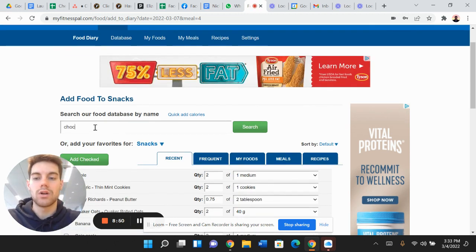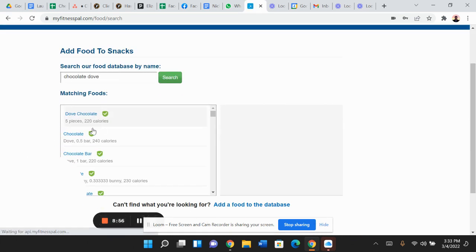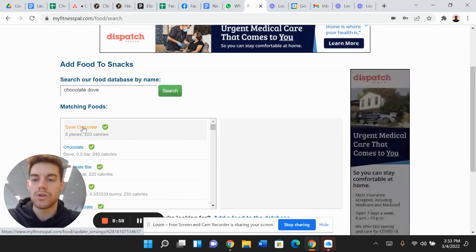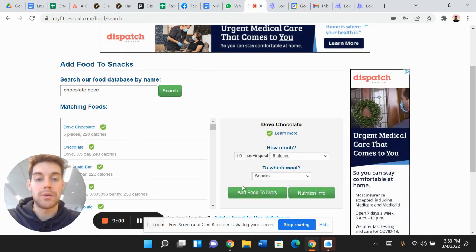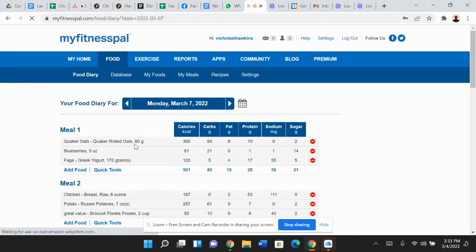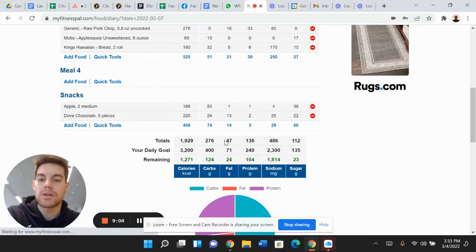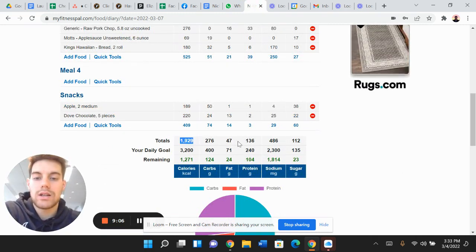And then also for snacks, let's say after dinner, I know myself, I know I'm going to want to have some chocolate. So let's go ahead and log chocolate in there. Let's say it's Dove brand. Again, scan your barcode. 5 pieces is 220 calories. I know for damn sure I'm going to be eating all 5 of those. So go ahead and put that in there. Cool. So I've set my script up. This is where I'm at. I'm at 1,929 calories. Here's my protein, here's my fat, here's my carbs, right?